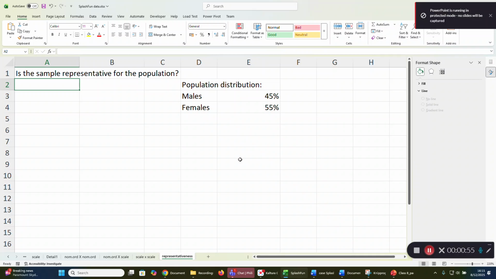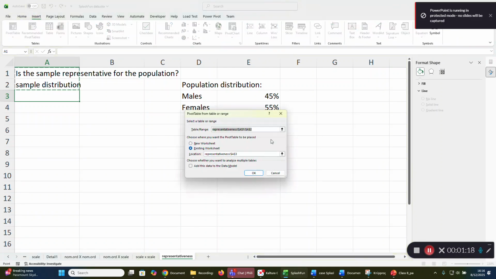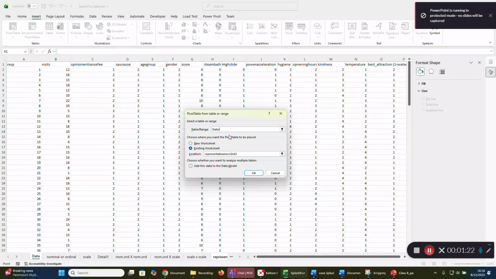If you want to check representativeness, you have to make sure that the sample distribution of a certain variable, in this case the gender, is similar to the population distribution. So the first thing we're going to do is take a look at how the sample distribution looks. We're going to do that with a pivot table, and in this pivot table we just want an overview of the percentage males and females in our sample.